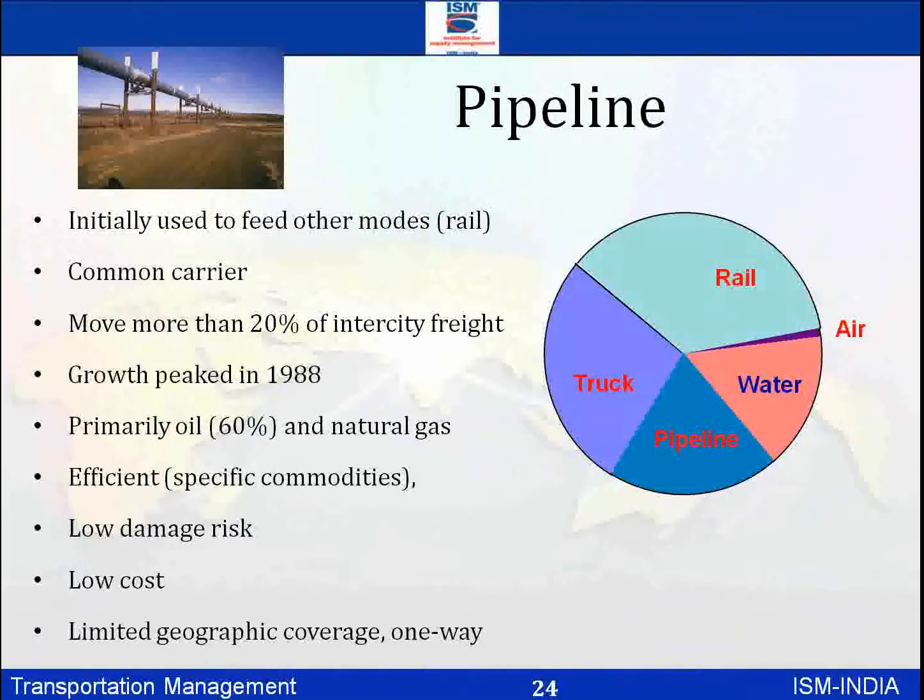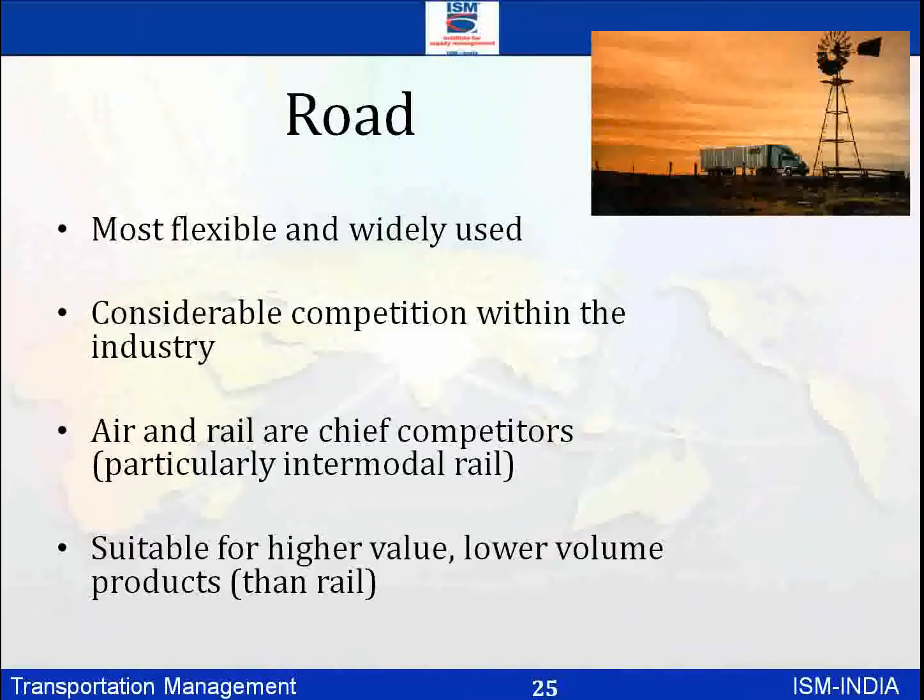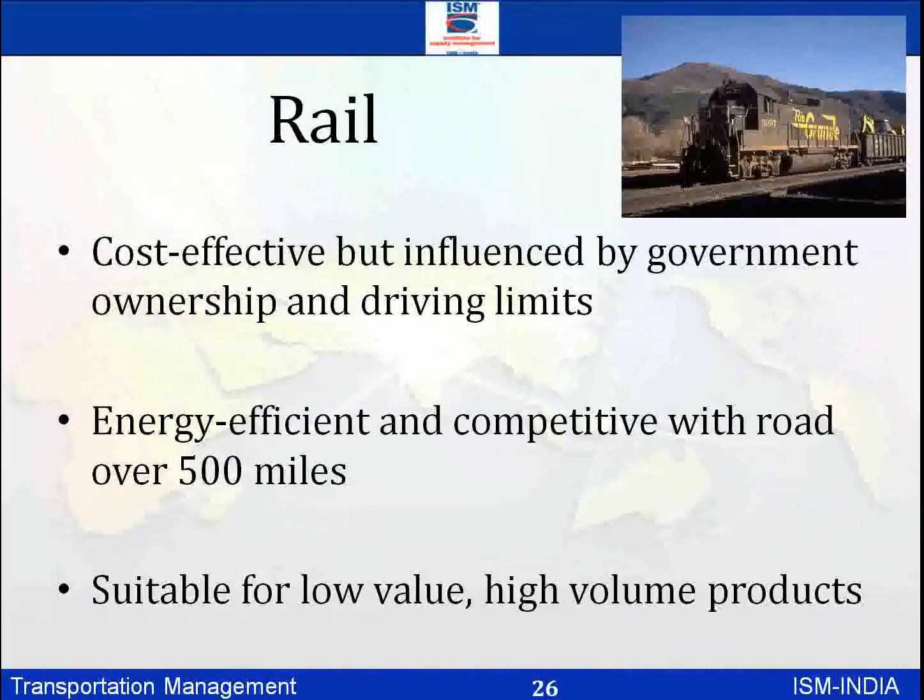If you look at the bigger picture, worldwide, rail is a bigger one. While in India, when we look around, the truck is a major share of the transportation. Rail is very small. By water, by the sea itself, we also use a big share. So this is again a global picture, but when we look from the Indian context, the ratios are different. Road, very common. I will say in India there is a major dependence on that. Most flexible and widely used, with considerable competition within the industry.